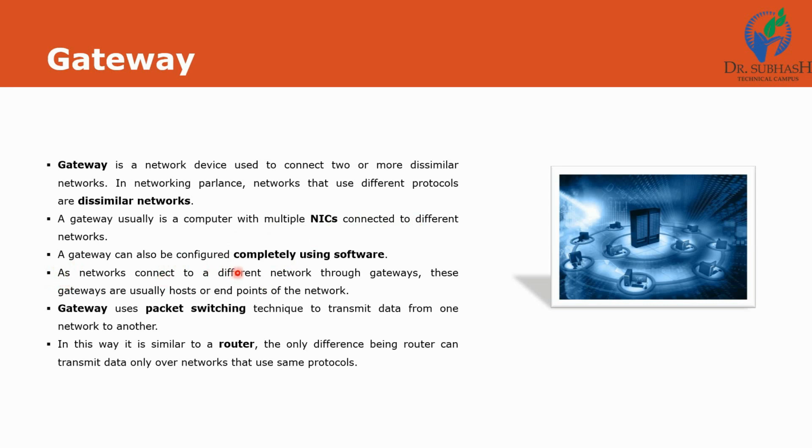As networks connect to a different network through gateways, these gateways are usually hosts or endpoints of the network. Obviously, whenever we are using a server that is a host of all the computers, then automatically that is the endpoint of our network. A gateway uses packet switching to transmit our data, and in this way it is similar to a router. The only difference is that a router can transmit data only over networks that use the same protocol, but a gateway can transmit data with dissimilar networks with dissimilar protocols.